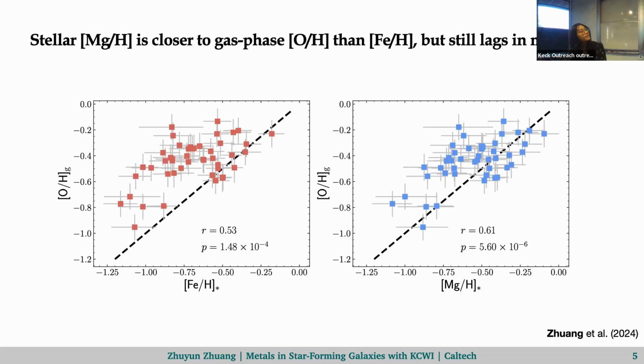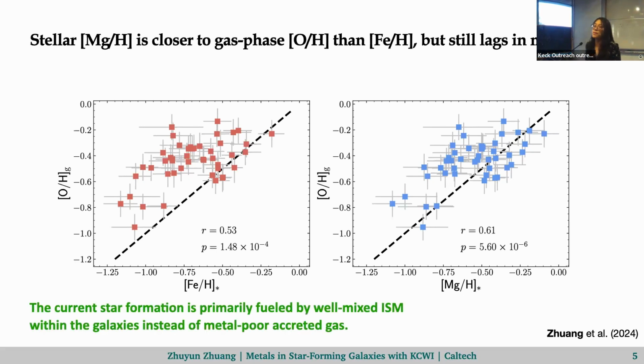Another thing I want to point out is that you may notice most of the galaxies in our sample actually have higher oxygen abundance. This is really interesting because the oxygen abundance in the ISM basically reflects the current chemical enrichment level, while the magnesium locked into the stars is the chemical enrichment level of the stars that formed at an earlier epoch. The excess in the gas phase oxygen here basically suggests that the current star formation is probably built on the well-mixed ISM that has already been enriched by the previous generation of stars.